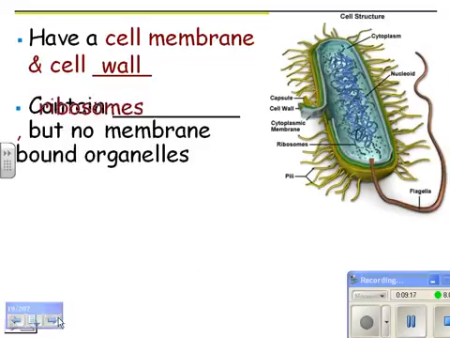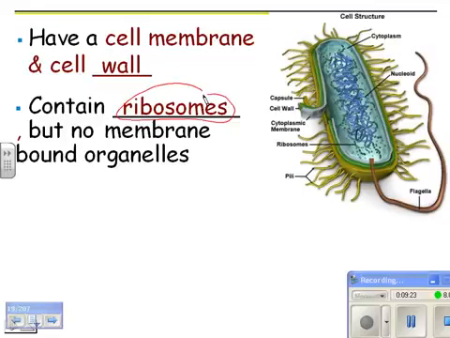So they contain DNA, they contain ribosomes, but they don't have any membrane-bound organelles. So a ribosome is indeed an organelle, but it does not have a membrane. A ribosome, all it's made out of is protein, which makes up pretty much everything, right? Protein, and then a special type of RNA called ribosomal RNA. We'll talk about this in a couple of units, but that's all they're made out of. There's no phospholipid bilayer at all.